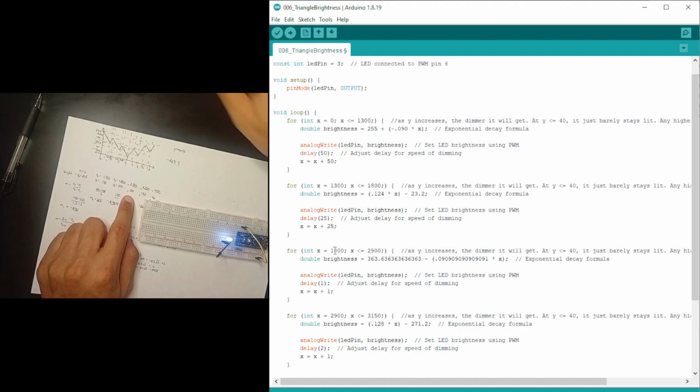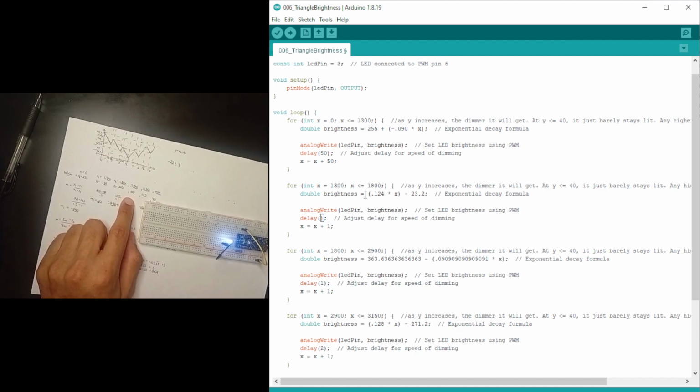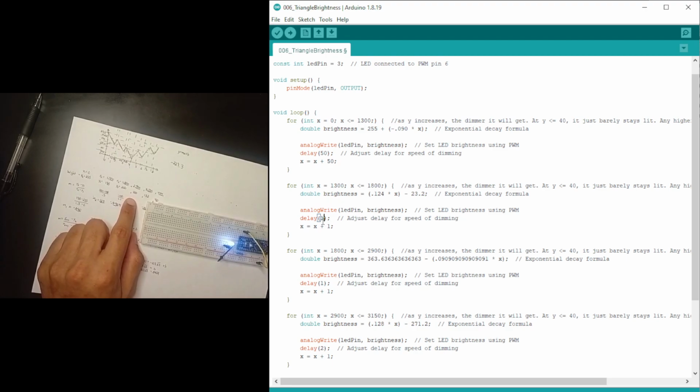1800. 1. Let's see. So 500 times 1 would mean it takes half a second. Times 2, which means 1 second. I'm fine with half a second. 0 to 1300 means 1.3 seconds.